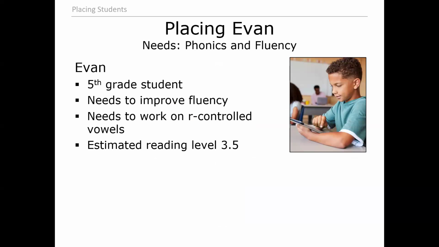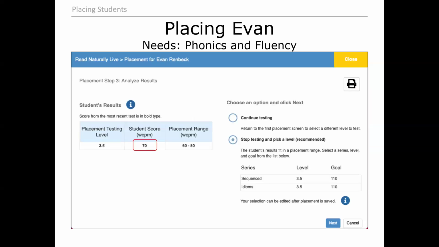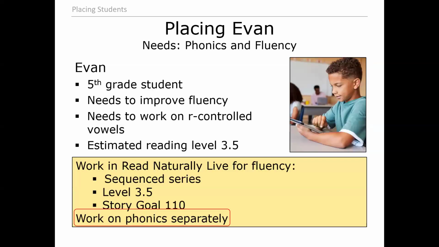But in the example of Evan, he's a 5th grader. Sorry. He struggles with R-controlled, but I know he reads at least at a mid 3rd grade level or above. So I know I can't use the phonics series with him. So I'm just going to place him in the level I think is right for him. When I give him 3.5 in the Read Naturally Live placement test, he fits right within that range. Notice there's no phonics level available. There's a sequenced or an idioms option, but there isn't a phonics level at that high of a readability. So I am going to just place Evan in the sequence series 3.5, and I'm going to work on phonics separately.